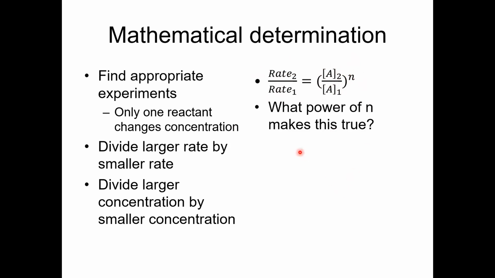The other way you can think about this is either the rate and the concentration are doing the same thing, that's a power of 1. The rate is doing a lot more, that's a power of 2, or the rate is not affected, that's a power of 0. So that's the determination of the order in a nutshell.